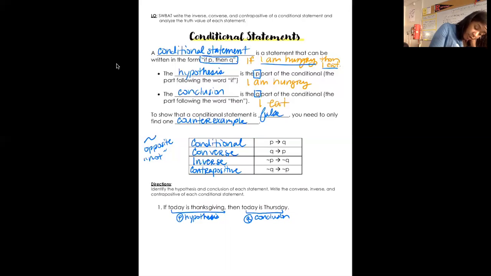Okay. So first, the converse. To find the converse, you flip the statement, the conditional, from P then Q. It becomes Q then P. So Q, today is Thursday, then today is Thanksgiving. Let's write our converse. If today is Thursday, then today is Thanksgiving.